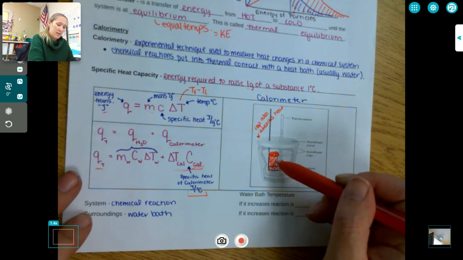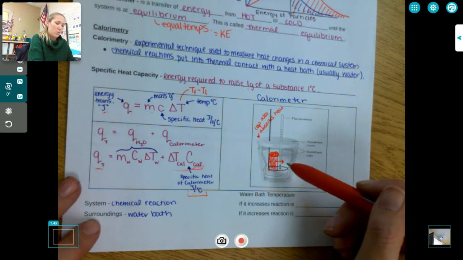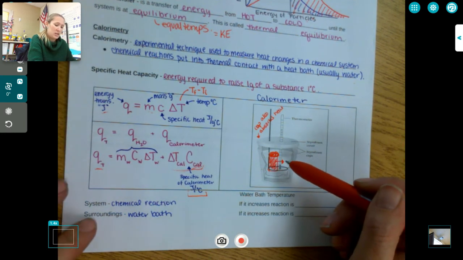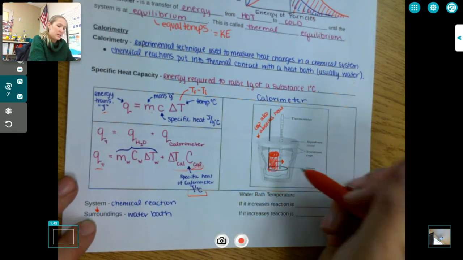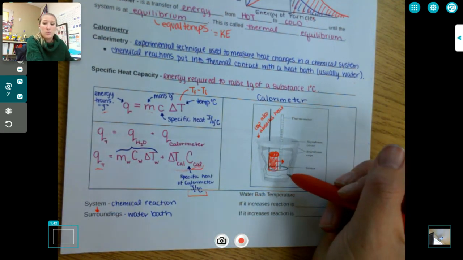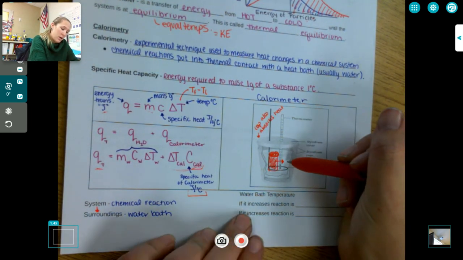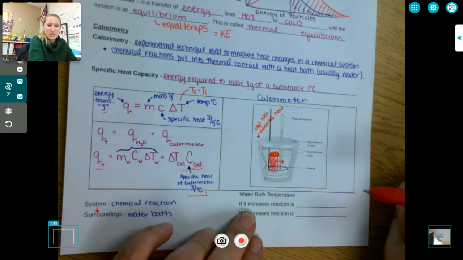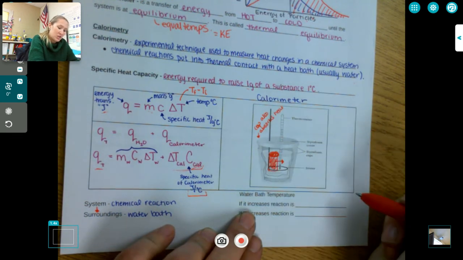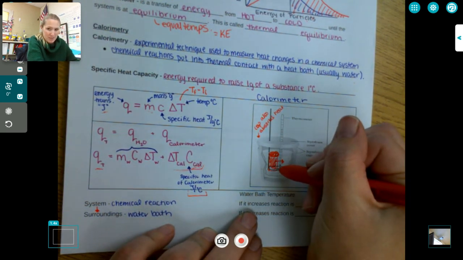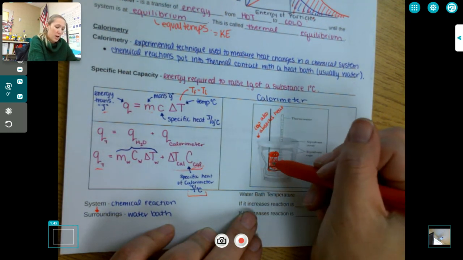So the system, the thing that's changing, is our chemical reaction. And then we look at how heat changes from our system to our surroundings. So heat goes from the system to the surroundings, and our surroundings would be what's surrounding our metal, which would be our water bath. Because what we're measuring is the water bath, if my water bath increases in temperature, that means that my actual reaction is decreasing in temperature, right? Because this is increasing, it's gaining energy and temperature from my reaction.